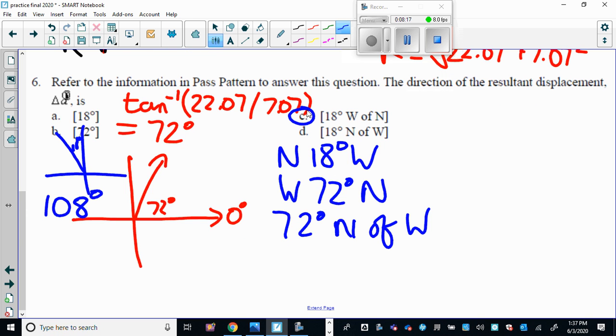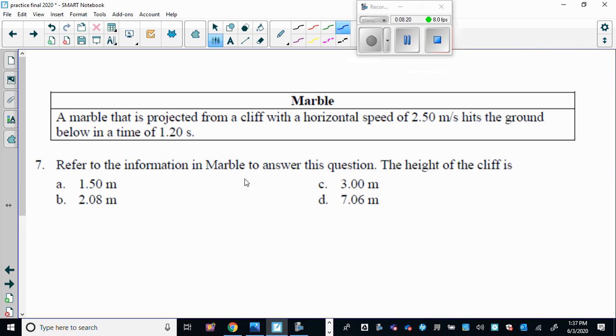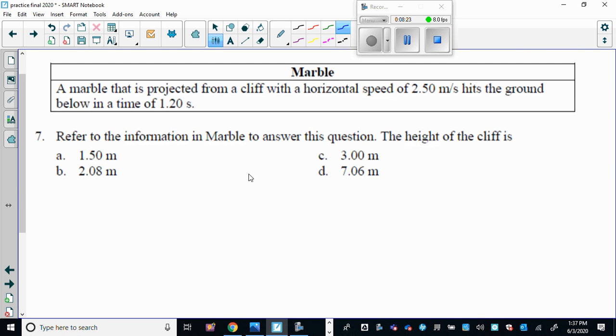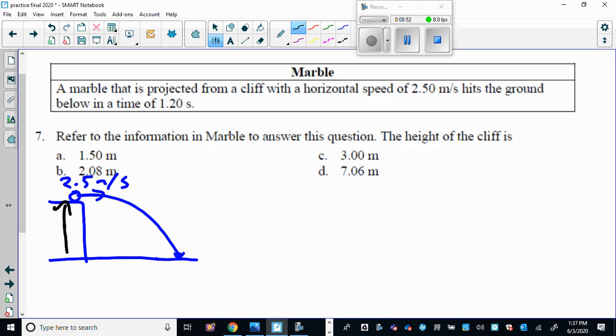Okay, onward. Number 7 is projectile motion. A marble is projected from a cliff at a horizontal speed. So here's a cliff. Here's your marble. It has a horizontal velocity of 2.5 meters per second. And it has 0 vertical velocity initially, and then it's obviously going to go down. It's going to accelerate vertically, and it's going to hit the ground. And the question wants to find out the vertical displacement, or the height of the cliff.